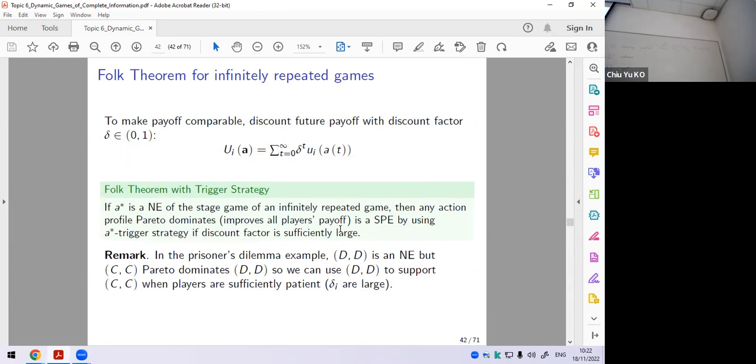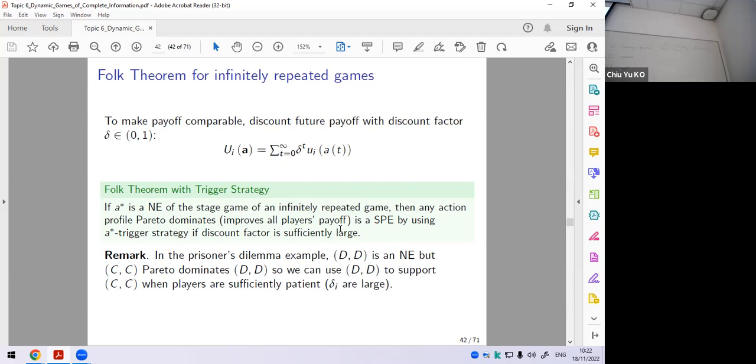I would say this theorem is one of the main research questions in game theory with repeated games. Let me tell you why it's called the Folk theorem: because everybody knows it and no one ever wrote down the proof for it, so that's why Folk, and eventually someone wrote a theorem for them. So the theorem is the following.